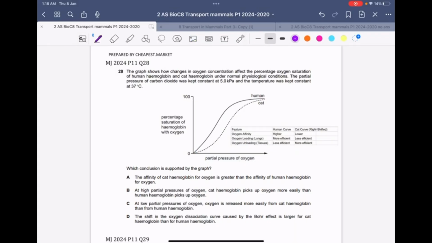For this question, the answer is C. If you compare the oxygen curve of the human and the cat, you can see the human curve is shifted more to the left side, but the cat curve is shifted more to the right side. Left side means that the hemoglobin has a higher affinity for oxygen. Okay, they are actually increasing the affinity to the oxygen.